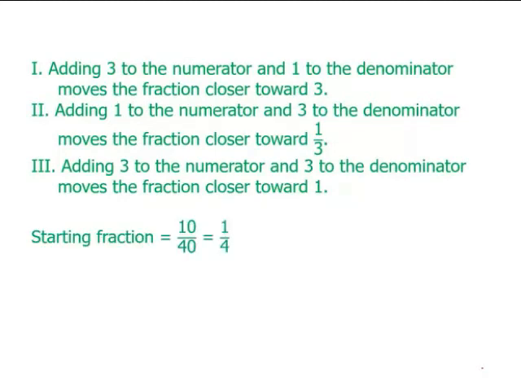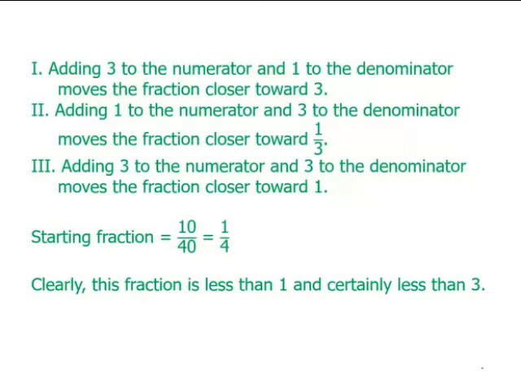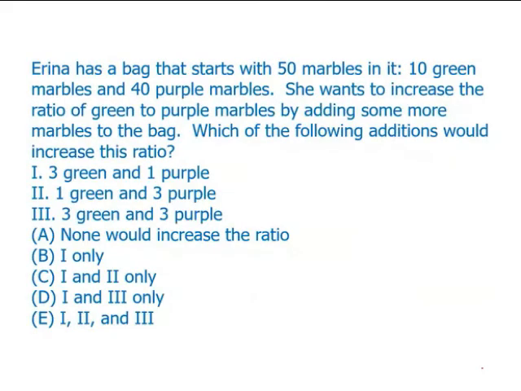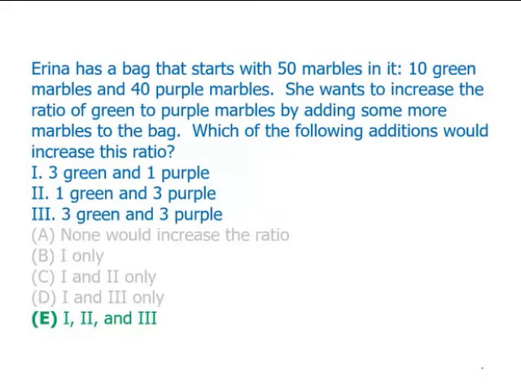Well, the starting fraction is 1/4. Clearly, that fraction is less than 1, and it's certainly less than 3. So if we move toward 1 or move toward 3, it's definitely going to get bigger. And in fact, 1/4 is less than 1/3. So even if we start at 1/4 and move toward 1/3, it's getting bigger. So in fact, in all 3 cases, the fraction is getting bigger. And so all 3 combinations increase the ratio. And so it turns out that the correct answer is answer choice E.